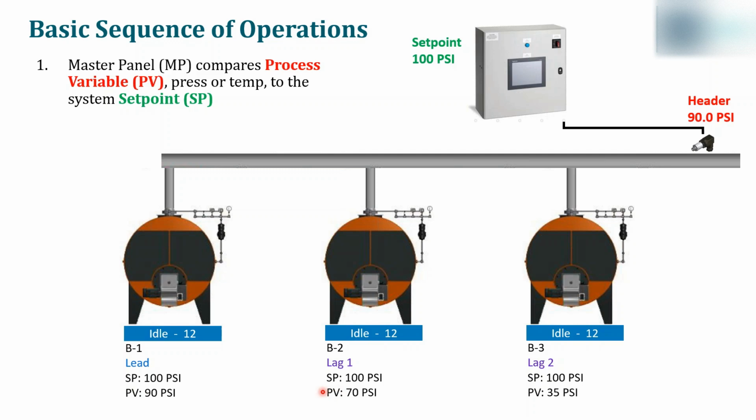Okay, so it's important to understand the difference between the two. There's a system or header pressure sensor and a header pressure, and then there's an individual boiler process variable or boiler pressure, okay? So the first thing the master panel is going to do is compare the header pressure to the set point and determine if you're at set point or below set point.